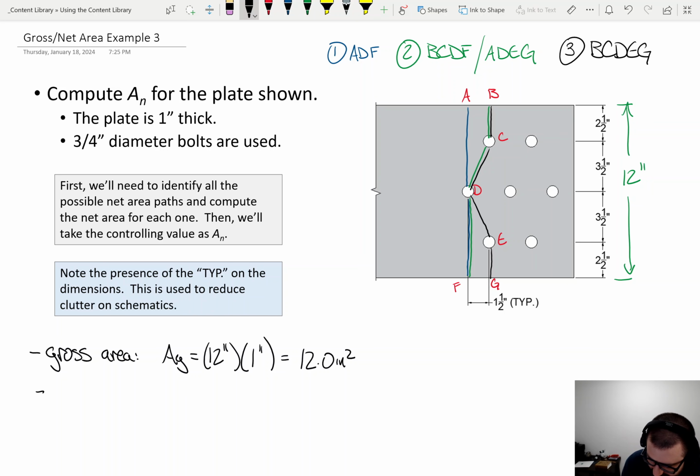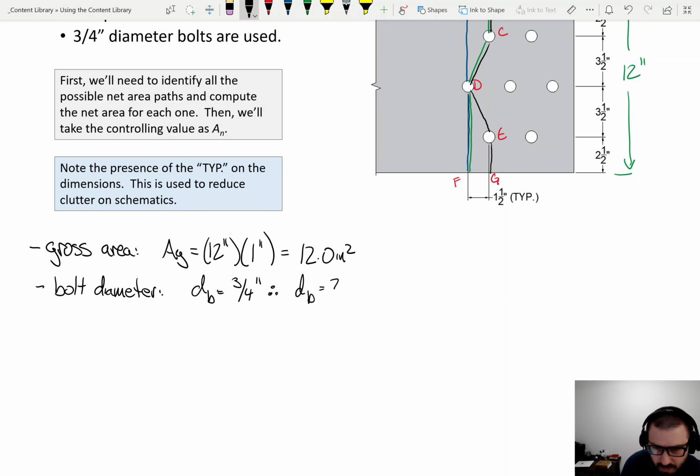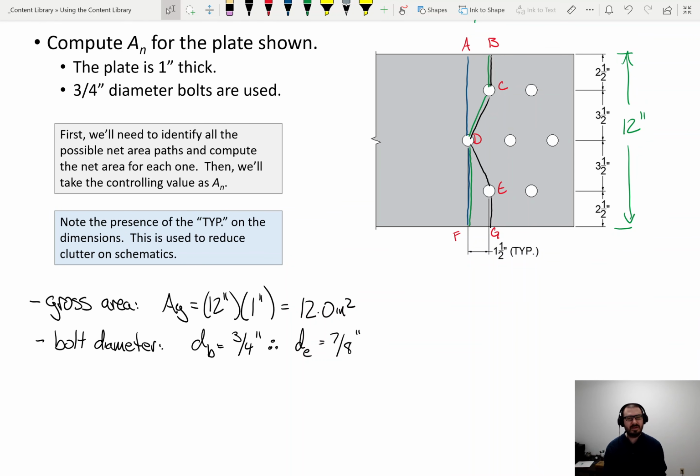The other thing I want to mention is the bolt diameter. So we know that this, let me move this up a little bit. We know that that is 3/4 of an inch. So therefore, we know that. Or I should rename that. D sub E. D sub E is 7/8 of an inch. Okay, so we've got some stuff figured out. Now let's see if we can identify a few other parameters before we move on.